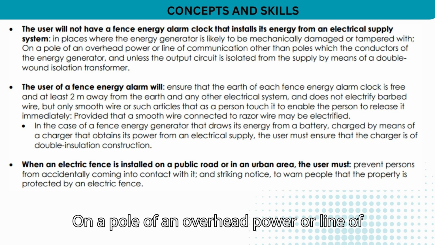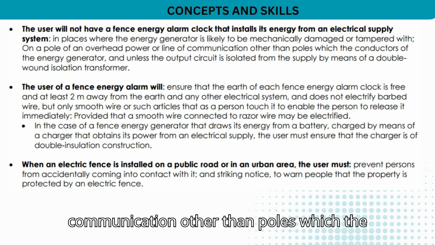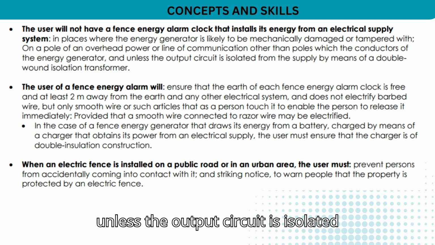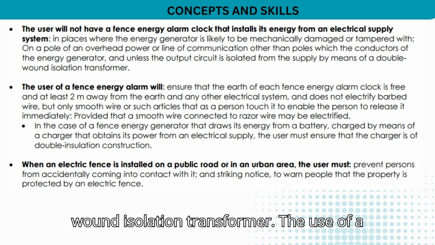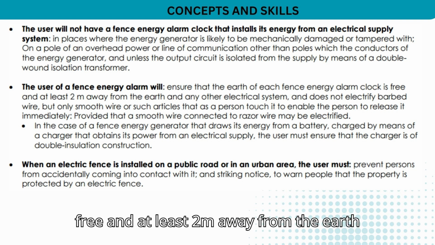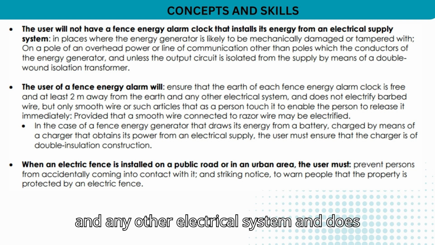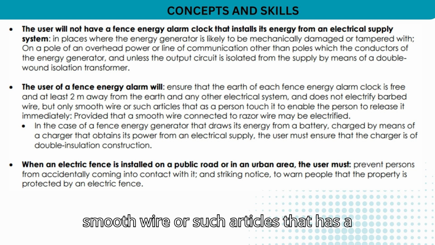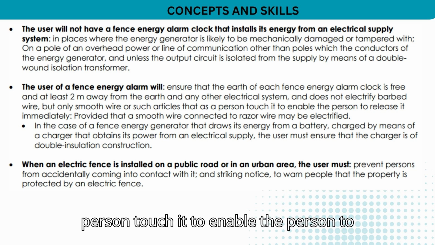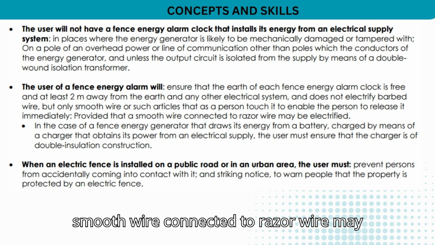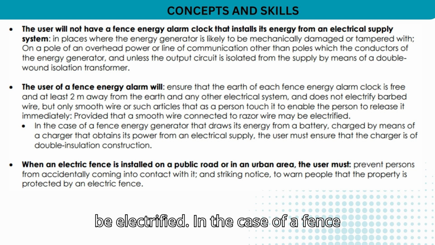Nor on a pole of an overhead power or communication line, other than poles which carry the conductors of the energy generator, unless the output circuit is isolated from the supply by means of a double wound isolation transformer. The user of a fence energy generator will ensure that the earth of each fence energy generator is free and at least 2 m away from the earth of any other electrical system, and does not electrify barbed wire, but only smooth wire or such articles that, if a person touches it, enable the person to release it immediately, provided that a smooth wire connected to razor wire may be electrified.